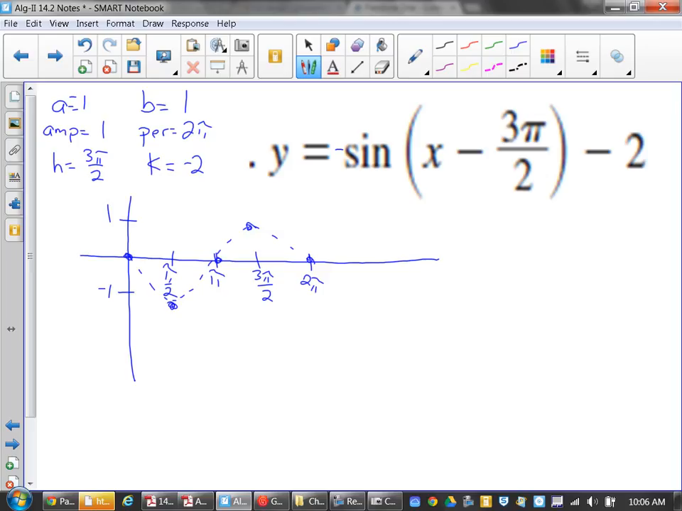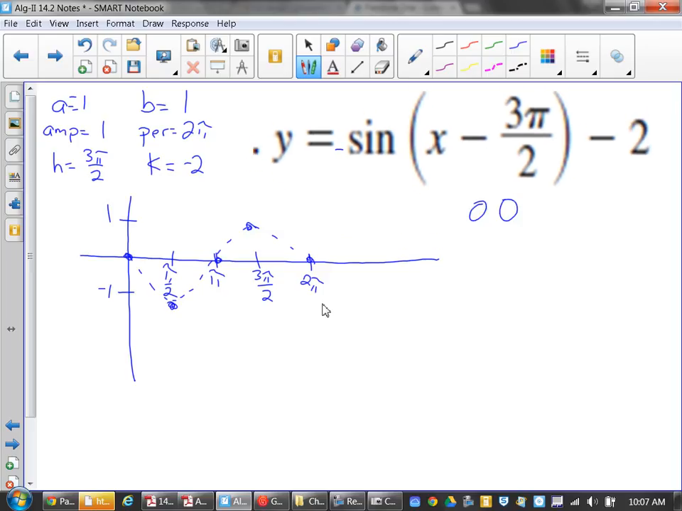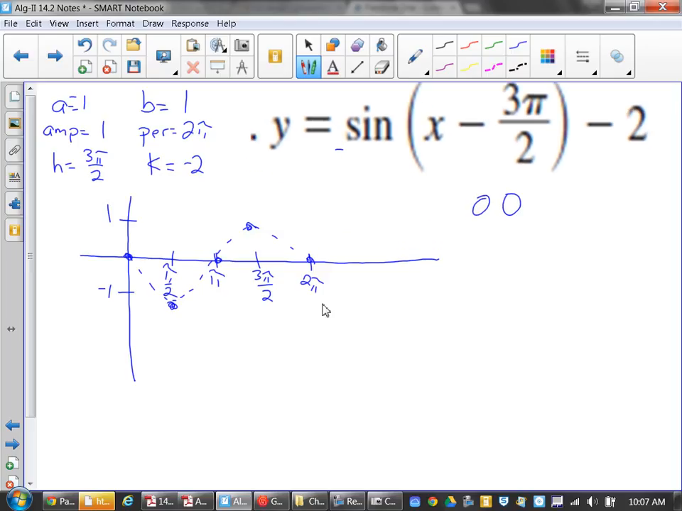And now to all these values, we just have to shift them. Ordered pairs, shouldn't be that bad. 0, 0. Pi over 2, -1. Pi, 0. 3 pi over 2, +1. And then 2 pi back at 0. To each of these, we have to move them to the right and down. So this can be x plus 3 pi over 2, and then y minus 2.